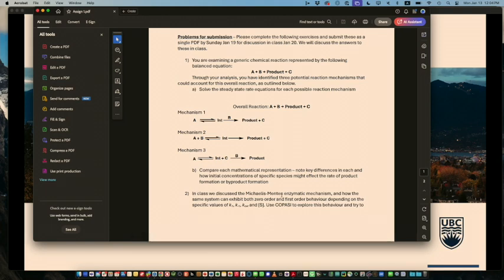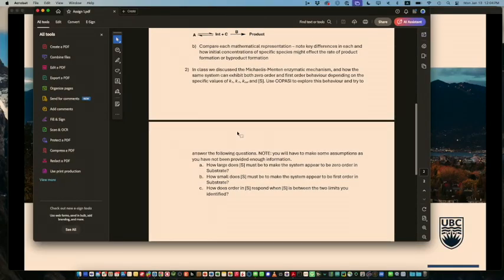Second one too, in class we've discussed the Michaelis-Menten system, and we had the comment before: what does very large or very small s mean? Like if substrate is large, it looks zero order.